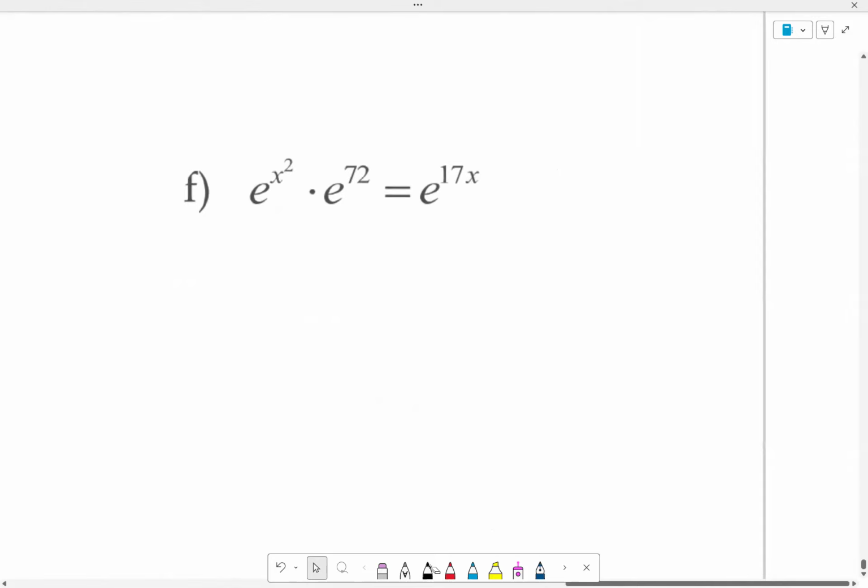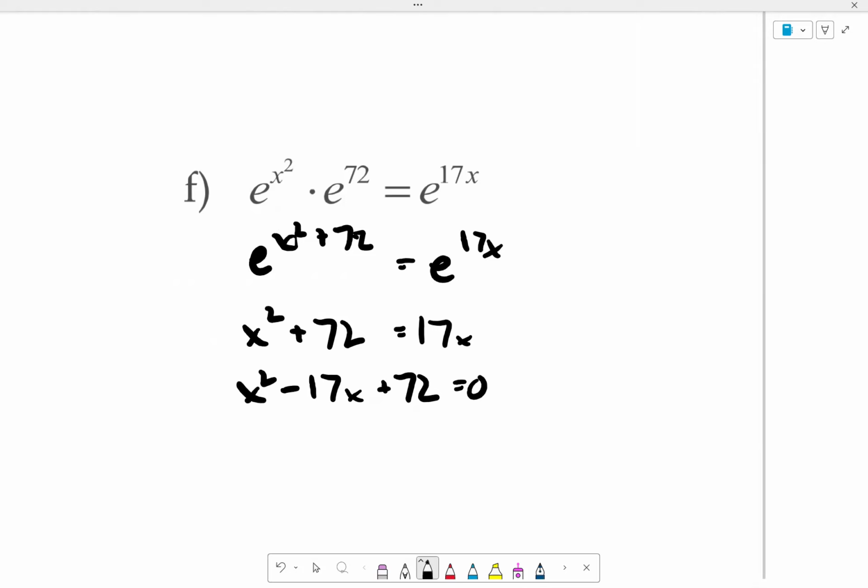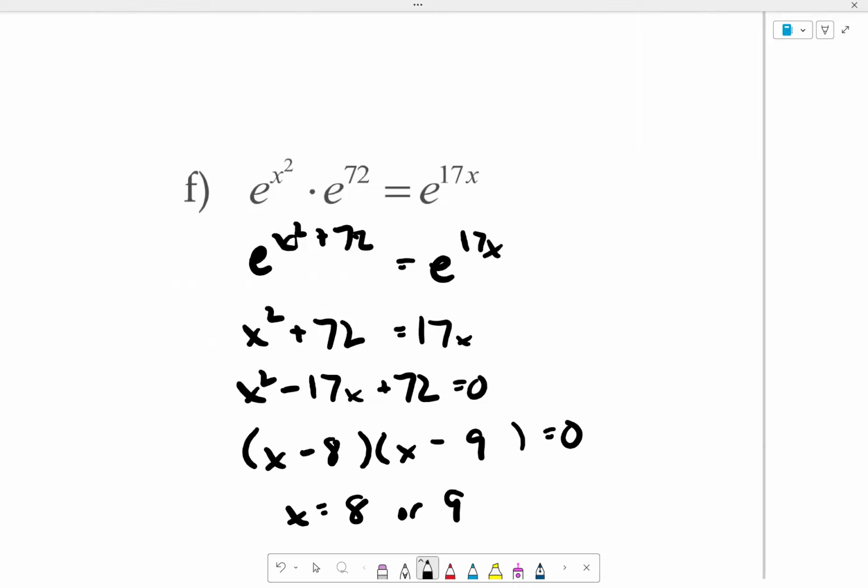F, what do I do with those two exponents on the left? Add them. Can you help me through this one, please? Add those exponents, and then get rid of the e's. I got 17 plus x squared is equal to 17x. Okay. Then I moved everything to one side. And then I factored it. Thank you for not using the quadratic formula. Okay, factored into x. So x equals 8, 9. Thank you. Are we good with this?